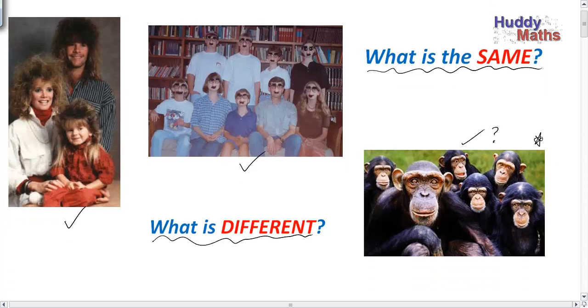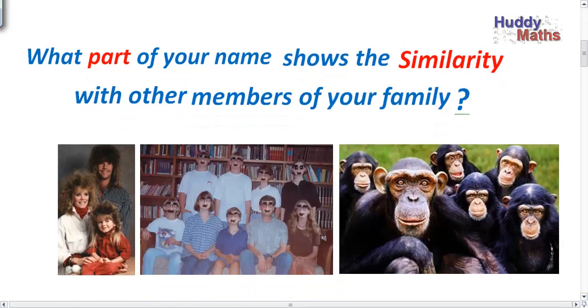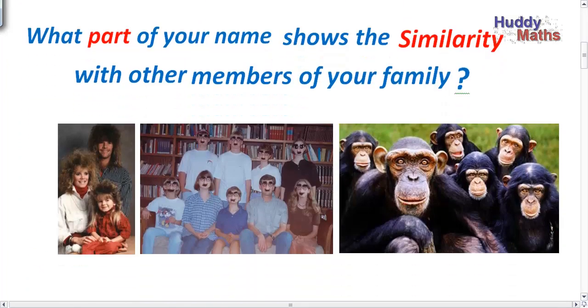Come down here and have a look. What part of your name shows a similarity, or how you're the same as other members of your family? You have certain characteristics, and if you say, well, this family here, they have 3 members, what do they have in common? I think whoever pictured all this pictured some fairly interesting characteristics in each of these families.